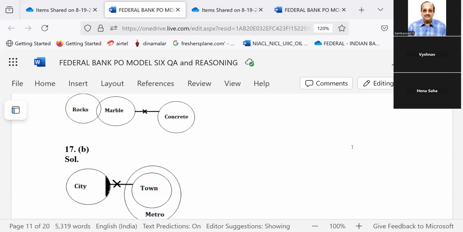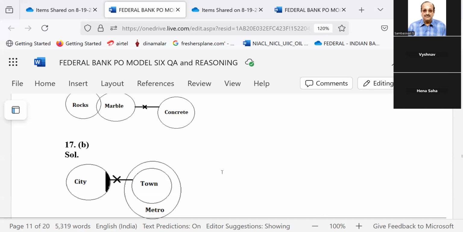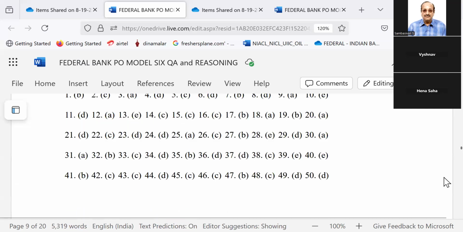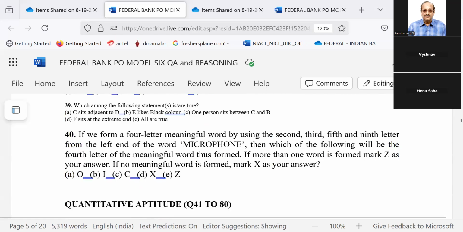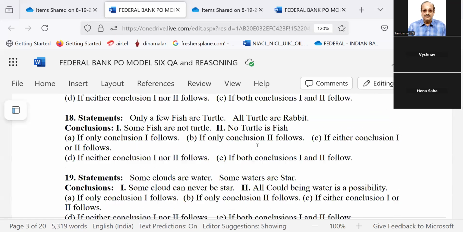The answer is B. So we will do the other 3 problems, then take the answers. I suggest you work out similar problems at home and see. Now, question number 18, Vaishnav, please read only. Only a few fish are turtle. All turtle are a rabbit. Conclusion 1: some fish are not turtle. 2: No turtle is fish.